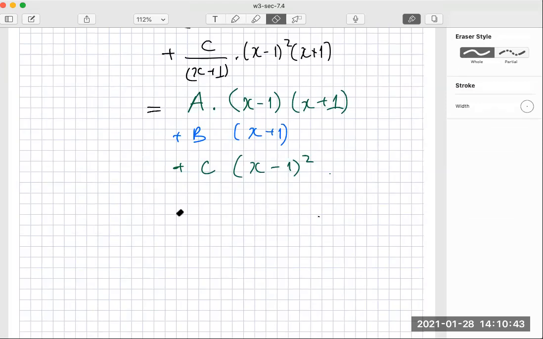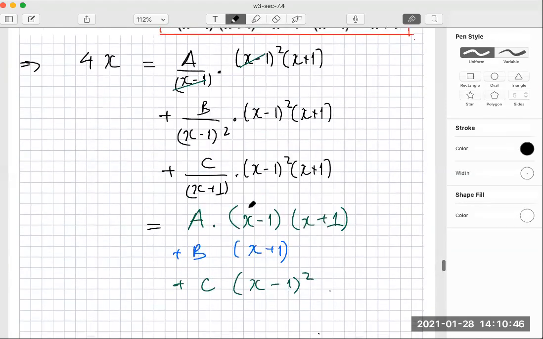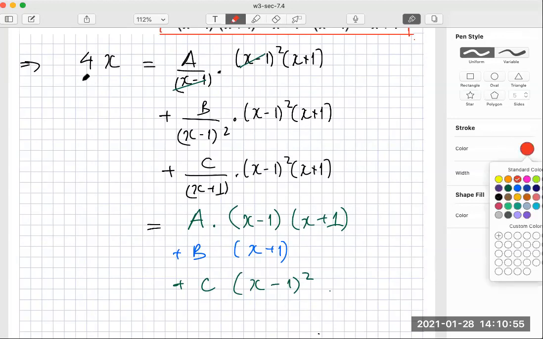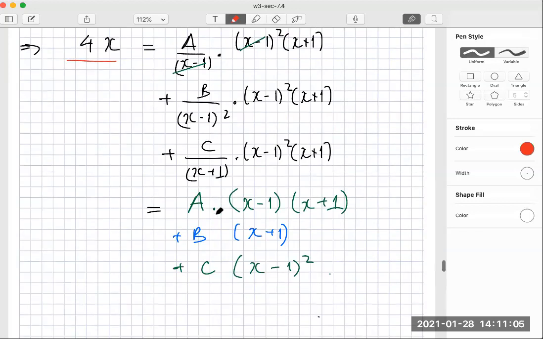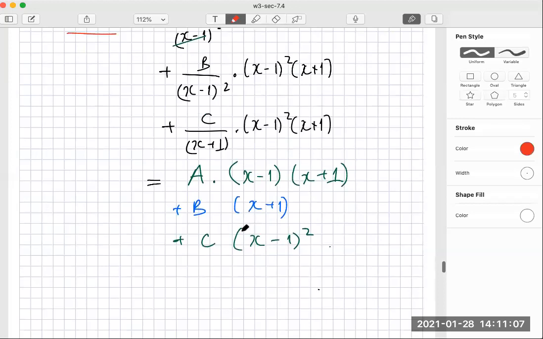Okay. Just look at this. We want to find A, B, and C, right? This equation is true for all x. Therefore, it will be true for some specific values of x. So let us consider some specific values. Okay, what should we choose these values? Very good. At x is equal to 1.